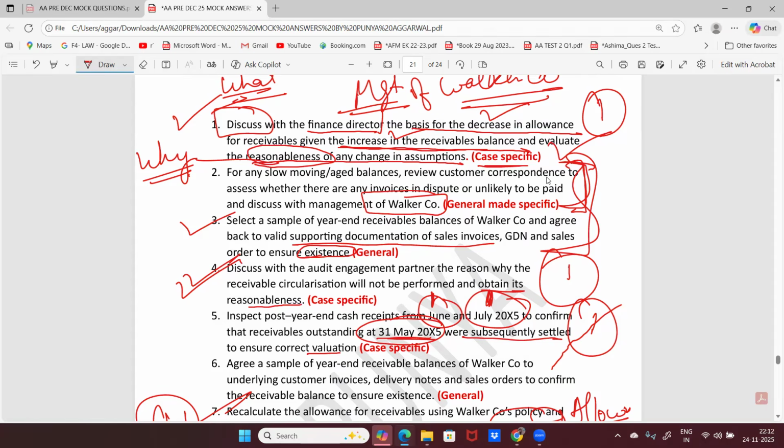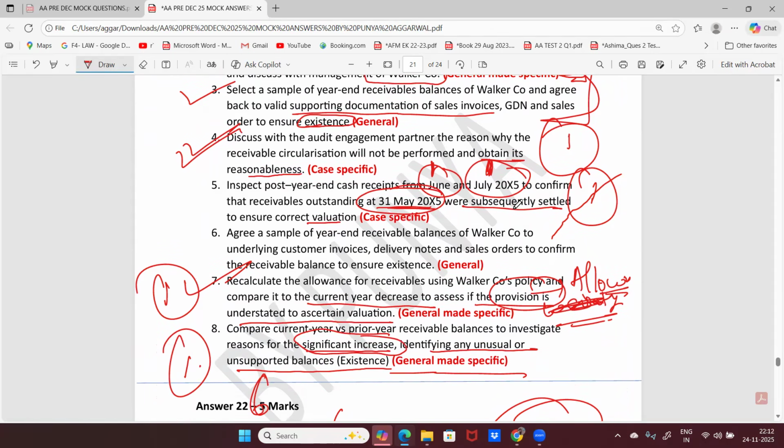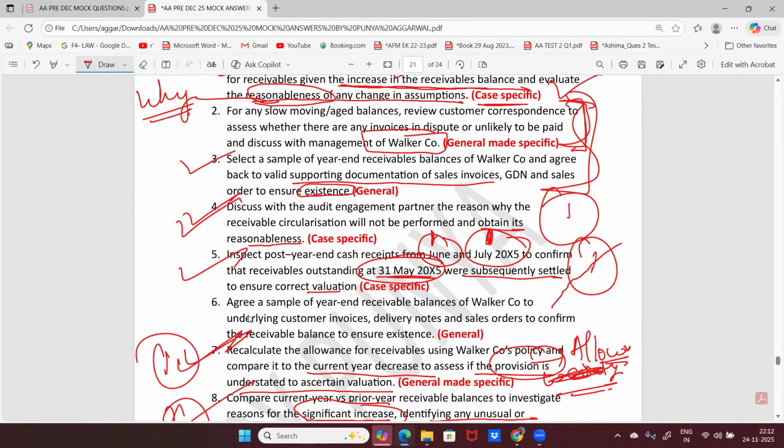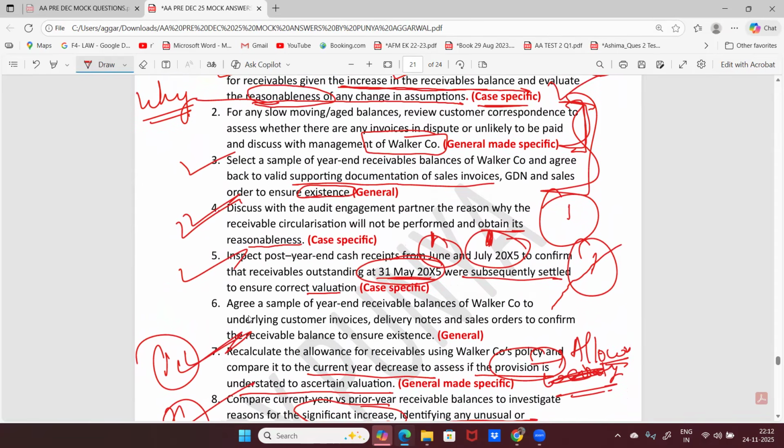Let's skip this one. It's not really specific. Out of 6, I've written 4 as case specific and only 2 as general. So you see the proportion. Rather than writing 1 or 2 as case specific, I've written 4 as case specific and 2 only for the general ones. So this is how a balance should be maintained.